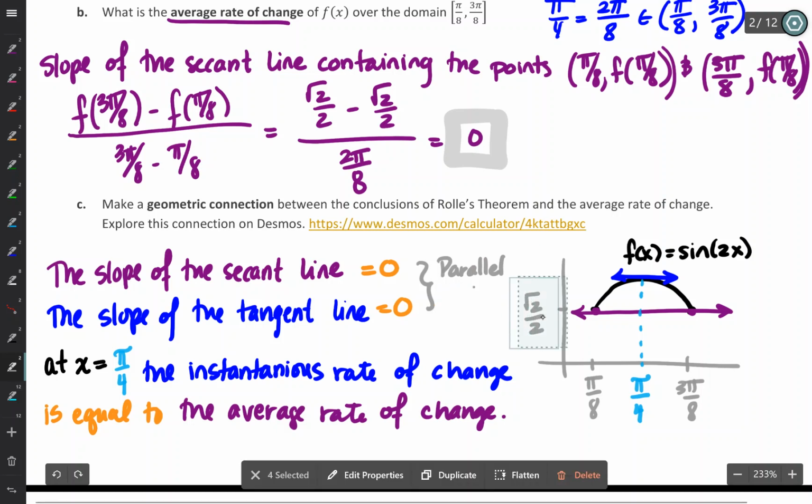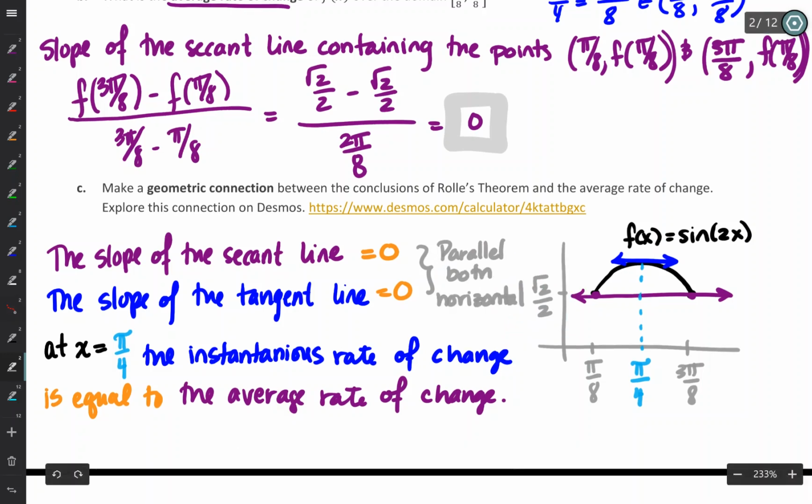All right, so that concludes example 1 with Rolle's theorem. Rolle's theorem is just a special case of the mean value theorem. If we turn Rolle's theorem on its side, if we turn this picture on its side, we will get the mean value theorem.